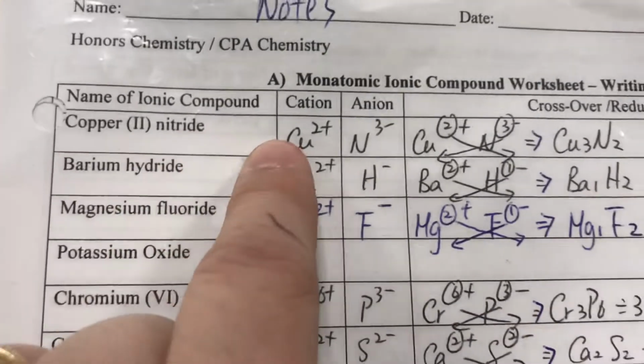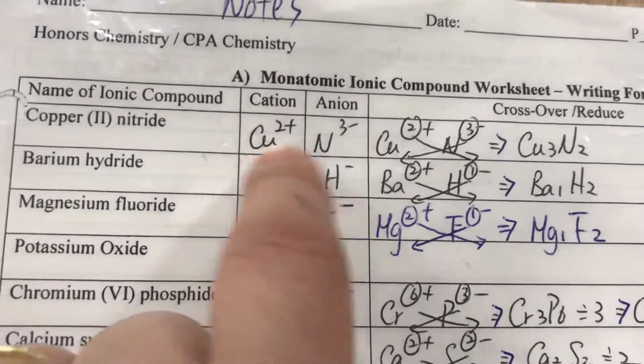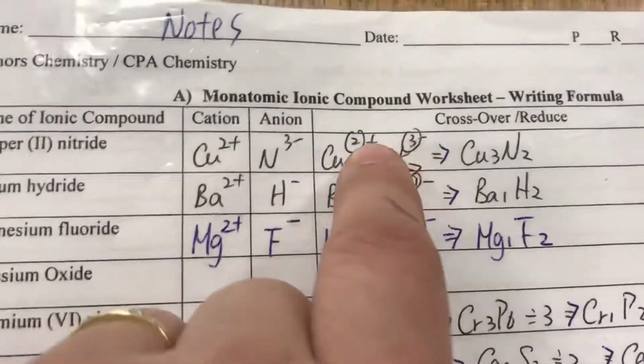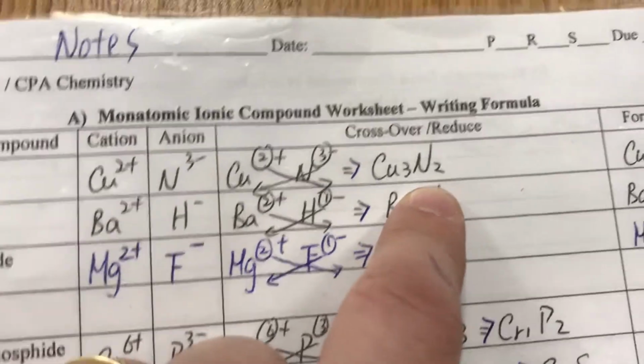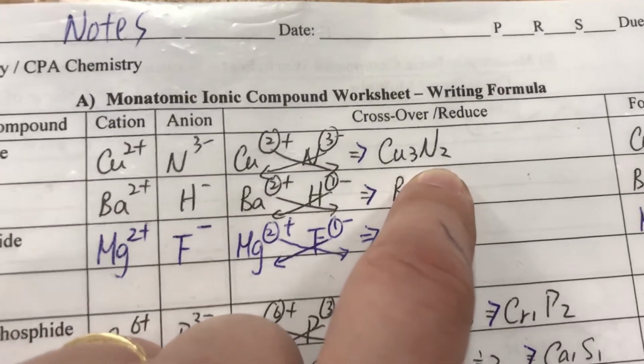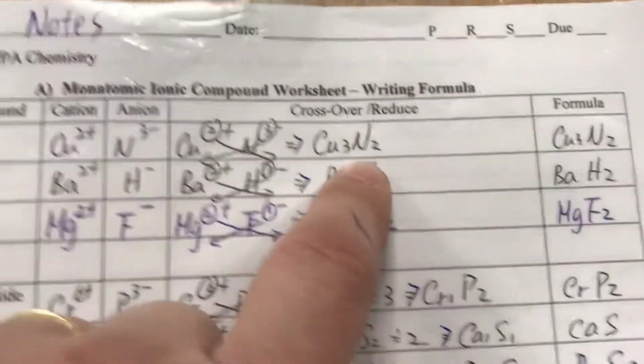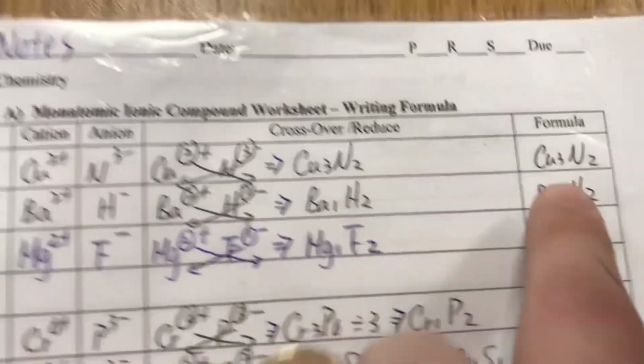Okay, now on the worksheet, I give you a few examples. So copper 2 nitride, we write down Cu2 plus and N3 minus, and after we cross over, we get Cu3N2. Now notice here we cannot reduce. We don't have a decimal or fraction in the subscript. We cannot reduce, so the answer is Cu3N2.